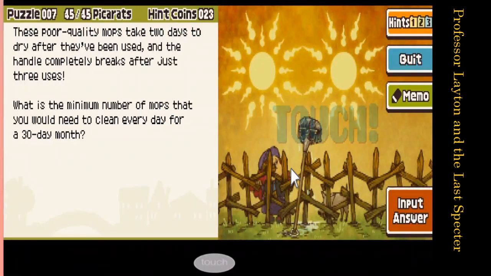These poor quality mops take 2 days to dry after they've been used, and the handle completely breaks after just 3 uses. What's the minimum number of mops that you would need to clean every day for a 30-day month?